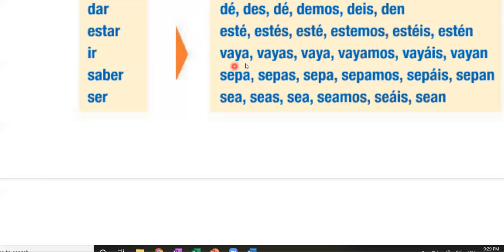Ir becomes vaya, again, an IR verb here, and it ends with an A, which is the opposite ending. So good. Vaya, vayas, vaya, vayamos, vayáis, and vayan. Saber becomes sepa in the yo form, pretty unusual. It also has that P in the preterite form, so maybe you can make that connection. But sepa, sepas, sepa, sepamos, sepáis, and sepan. And ser becomes sea, seas, sea, seamos, seáis, and sean. Not Sean, as I hear many times. So ER verb, but they have A endings. So again, it does keep some sort of semblance of regularity.